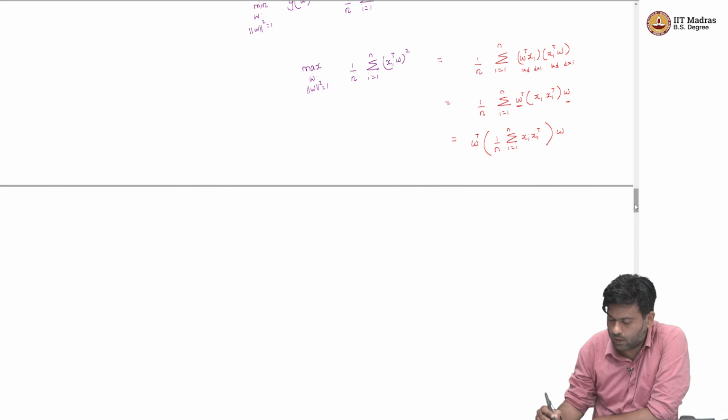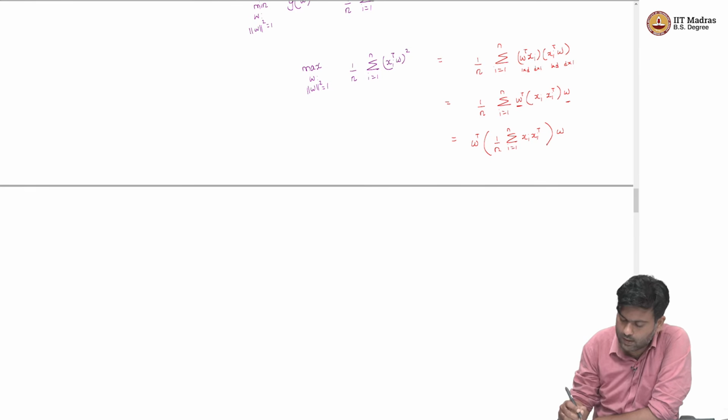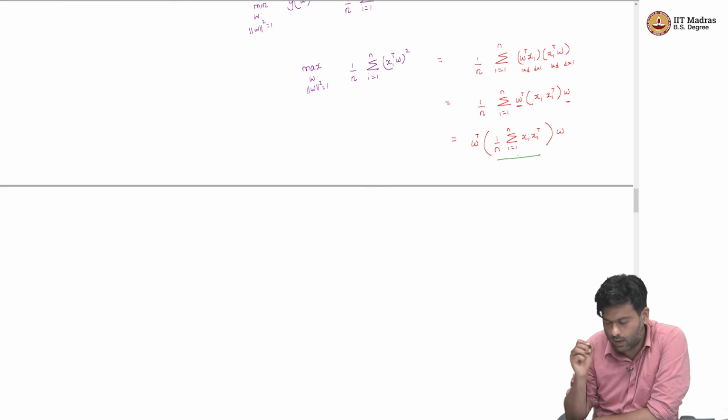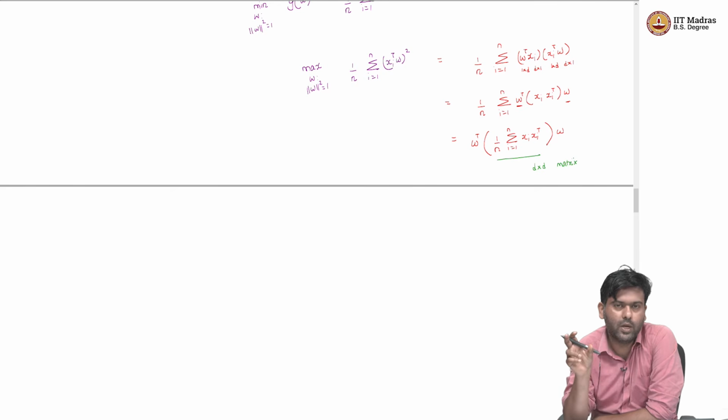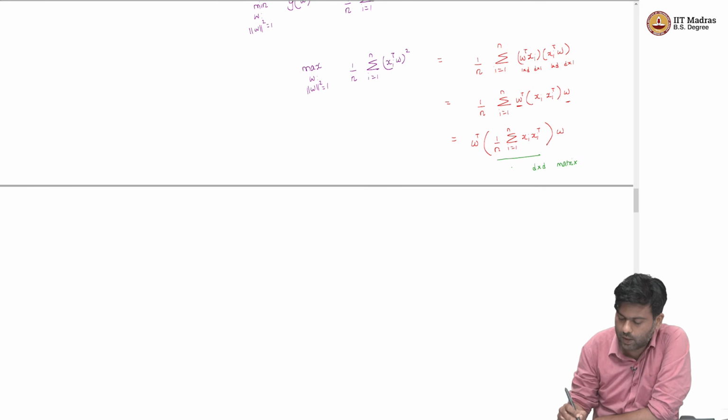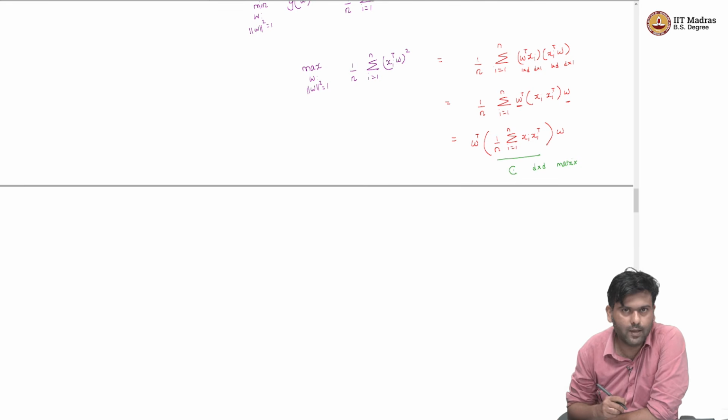Now, let me note this: what object is this? If you are not already seeing it, pause and think about what kind of an object it is. Is it a vector, is it a scalar, is it a matrix, what is it? I will tell you what it is. This is a d cross d matrix. It is an average of a bunch of d cross d matrices, one d cross d matrix per data point. You take all the data points and find their average matrix. So that is what this is. Let us give this matrix a name, let us call this C.